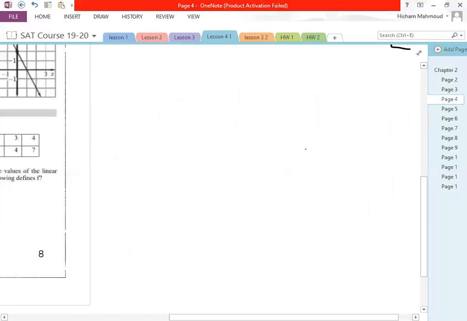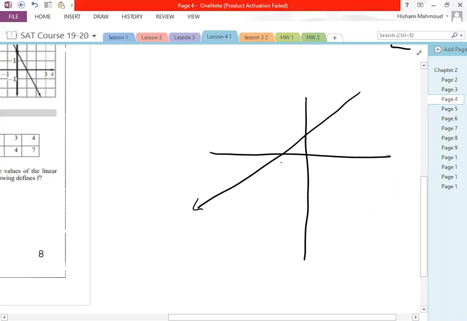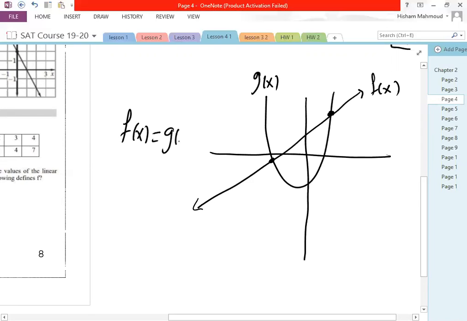Third part, if I have a graph and f of x is a straight line, and g of x is a curve, the points of intersection between f and g are the solution of f of x equal g of x. Again, if I have a straight line intersected with a curve, and the curve could be second degree, could be third degree like this, the meaning of the intersection point of the graph of f of x and g of x is that f of x is equal g of x.